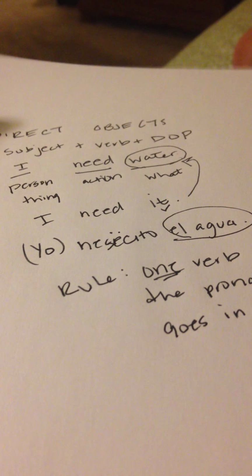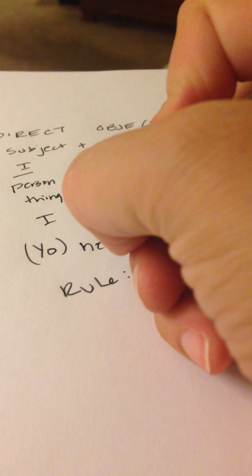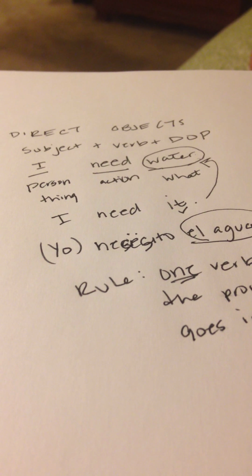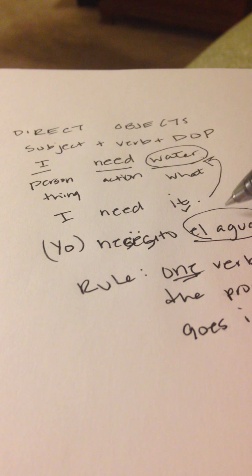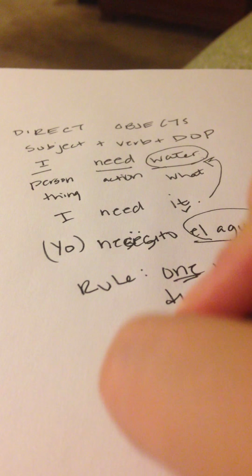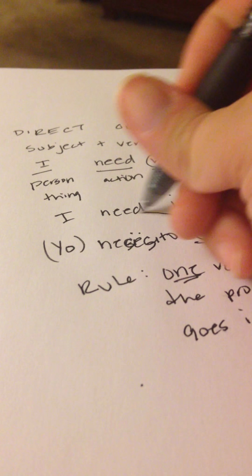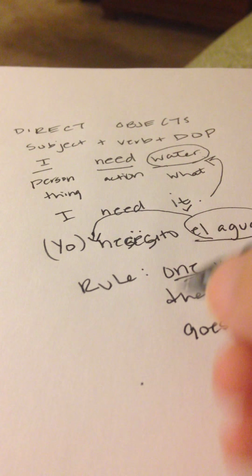We don't really get too carried away with, I'm sorry, it's necesito. This is a C, this is an S. Anyways, so when we're trying to make I need it, we're going to put the pronoun in front of the verb.